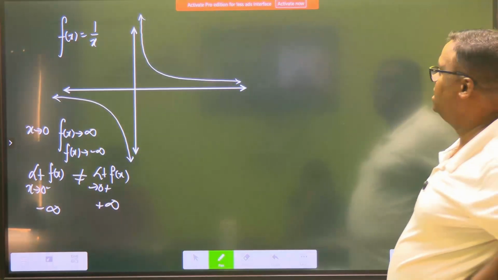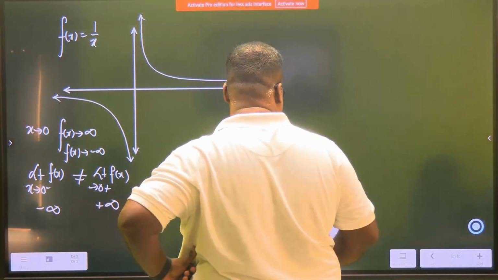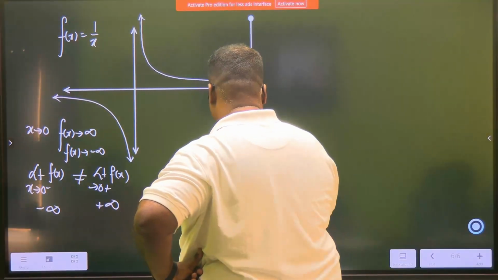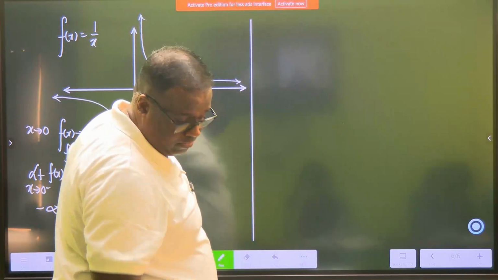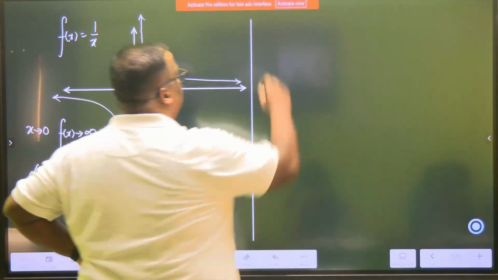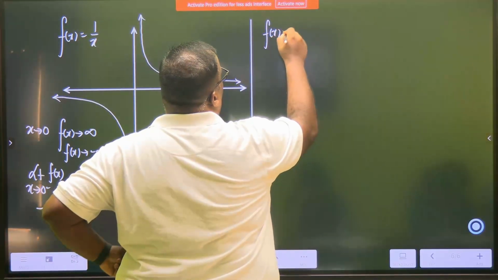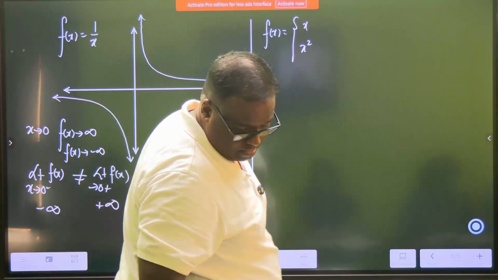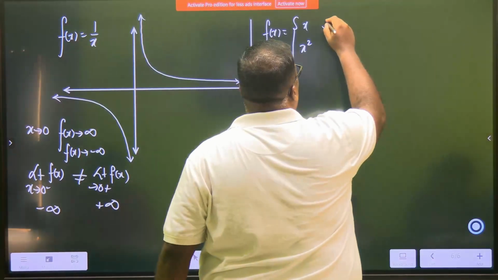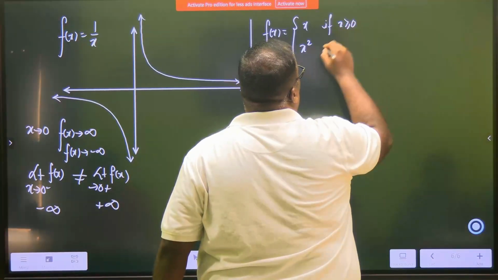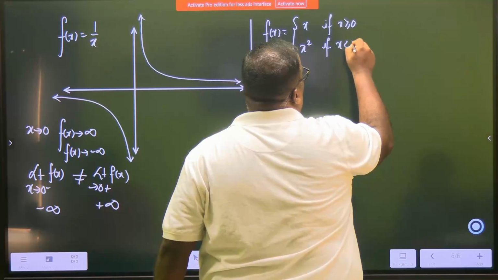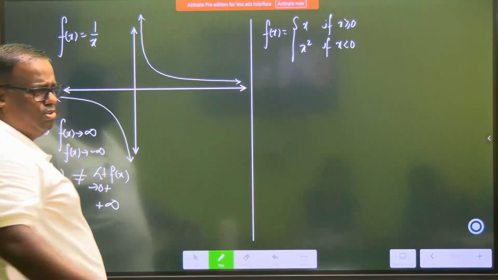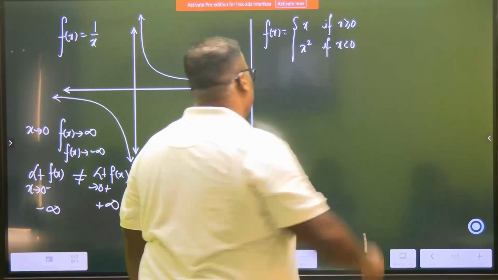In a similar sense, let's try to do one more problem. What is the problem? Our problem is like this. We have got x and x square, x if x is greater than or equal to 0, x square if x is less than 0. No need to draw graphs. We will go by our choice.